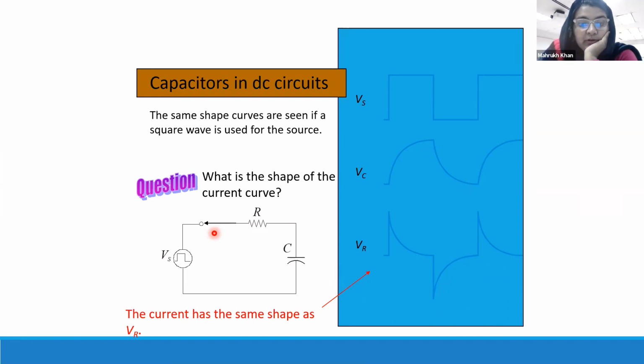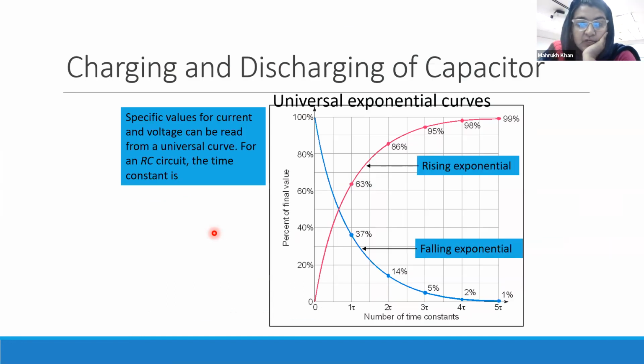So that is important to know. Again, I'm talking about this curve, we should be familiar with the percentages. After one tau, if something is decreasing like current or voltage across the resistor, it should be 36% of its input value, and if it is increasing, it should be 63% of its input voltage.